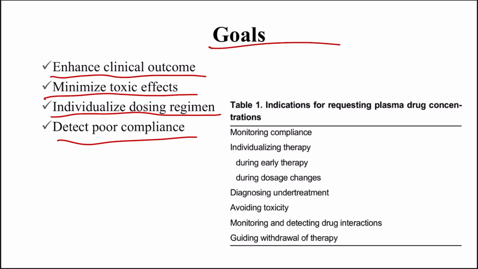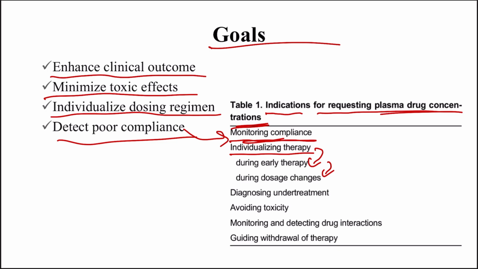So the different indications for requesting plasma drug concentration include, first, monitoring compliance, as we have already mentioned in the goals. Then we have individualizing therapy, that is, it can be done in the early stages of the therapy, and when we are changing the dose of a particular drug, at that time also we can do the individualization of the therapy. Next is diagnosing under treatment, because if the concentration of the drug in the plasma is less, then the effect will be less, as we have assumed in case of therapeutic drug monitoring.